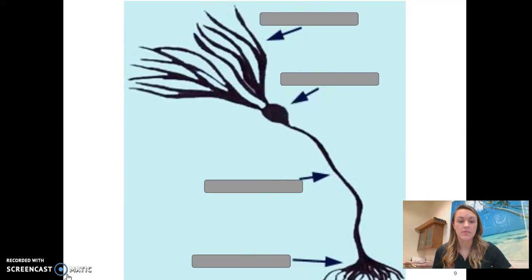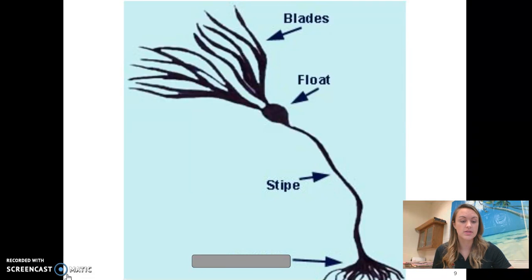All right, so one more time, going over the structures. Our blades or our fronds are our leaf-like structures. Our air bladder is our float or pneumatocyst. The structural support system is the stipe of a seaweed. And then the anchorage to the bottom is the holdfast.